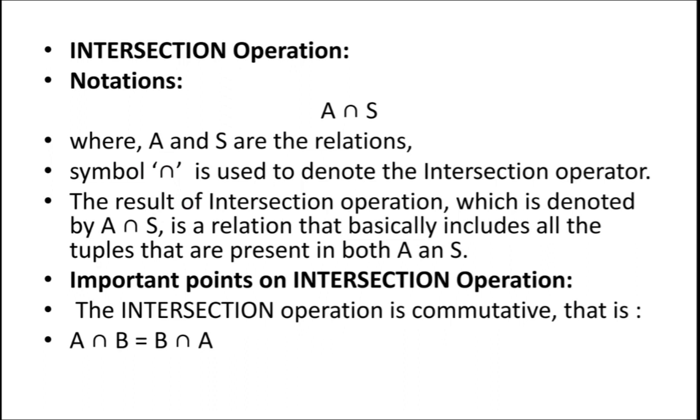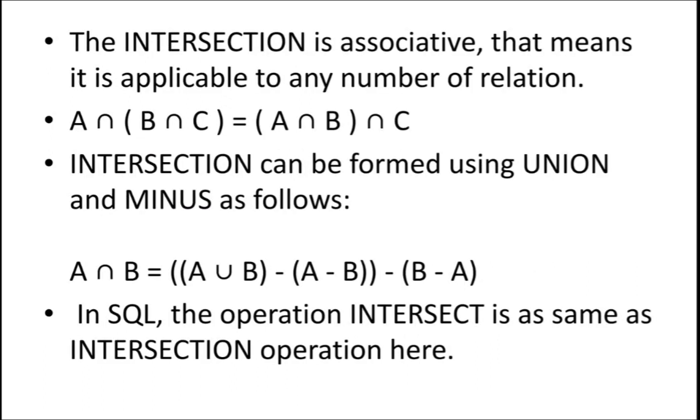And one more important thing, the intersection operation is commutative, that is A intersection B is equal to B intersection A. The common values will be in A also, B also, so the result won't be affected. A intersection B is the same as B intersection A, one and the same. As with union, intersection is also associative. That means A intersection (B intersection C) is equal to (A intersection B) intersection C. No result will be affected.